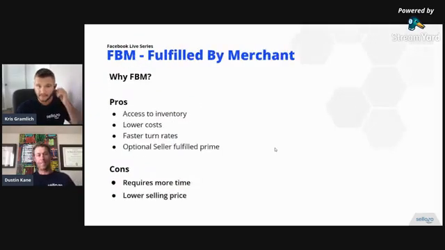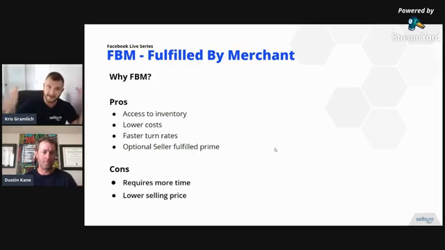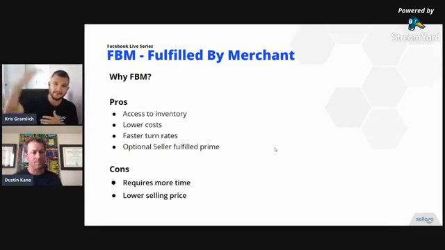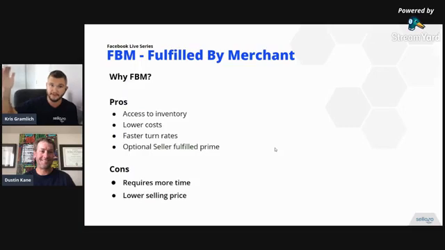Let's get into FBM. Sure thing. So FBM pros, you have access to the inventory. The inventory is in your garage. It's in your warehouse. You can get access to it. When it's in Amazon's warehouse, they are controlling it. There's been times where I've ordered something and I've gotten something back completely different that I didn't even order. Like, I didn't even order this, so I don't know why I got it. But this is why FBM is kind of a pro. You have access to the inventory.